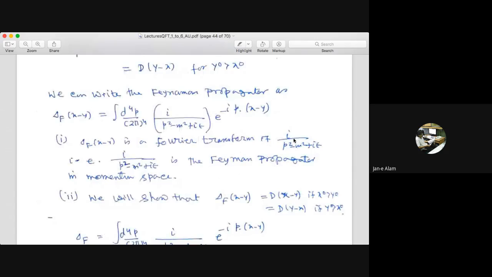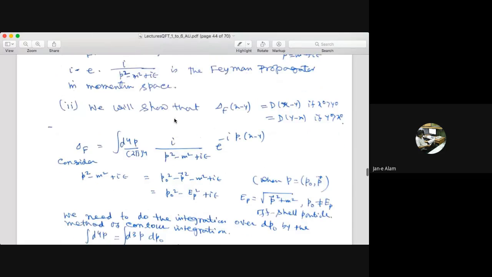Then we assumed that the Feynman propagator is given by this integral, and I have argued that this D_F(x minus y), the Feynman propagator, is nothing but the 4-dimensional Fourier transform of i by p square minus m square plus i epsilon. This is the Feynman propagator in momentum space, with denominator p square minus m square plus i epsilon. I can write this as p0 square minus p square minus m square plus i epsilon.